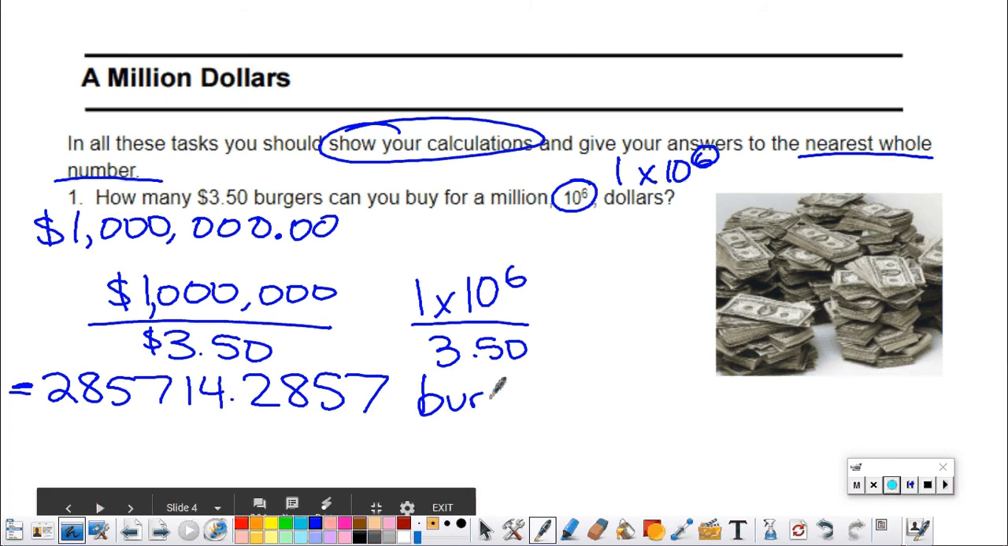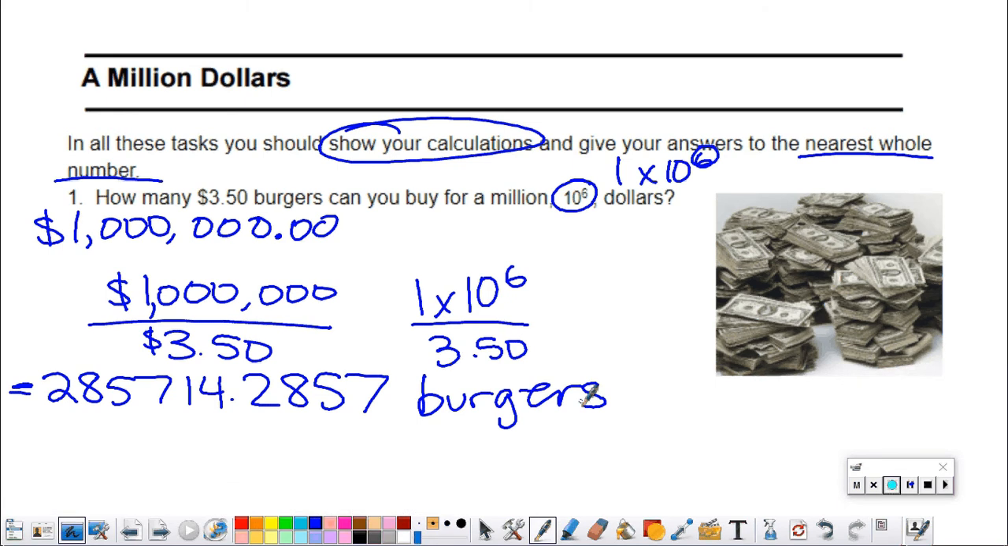Okay, but can you buy a part of a burger? No, so we need to round up or down? Down. We need to round down. Okay, so I'm going to teach you something else.